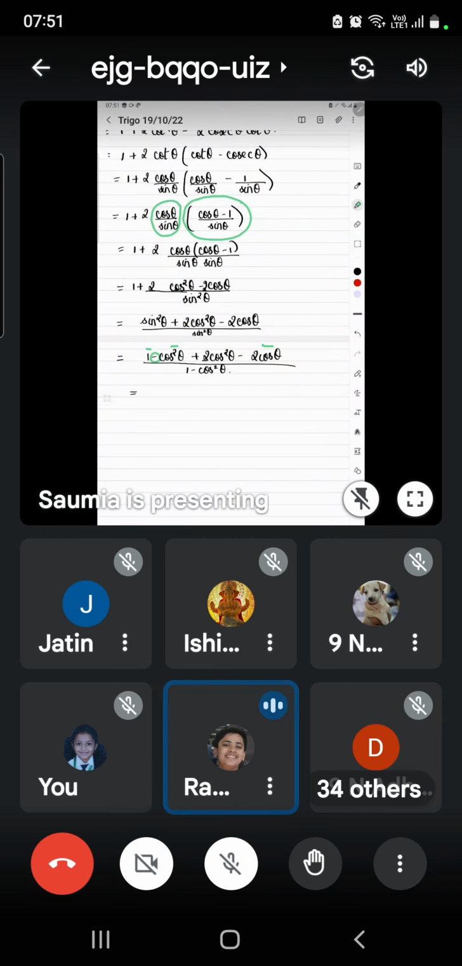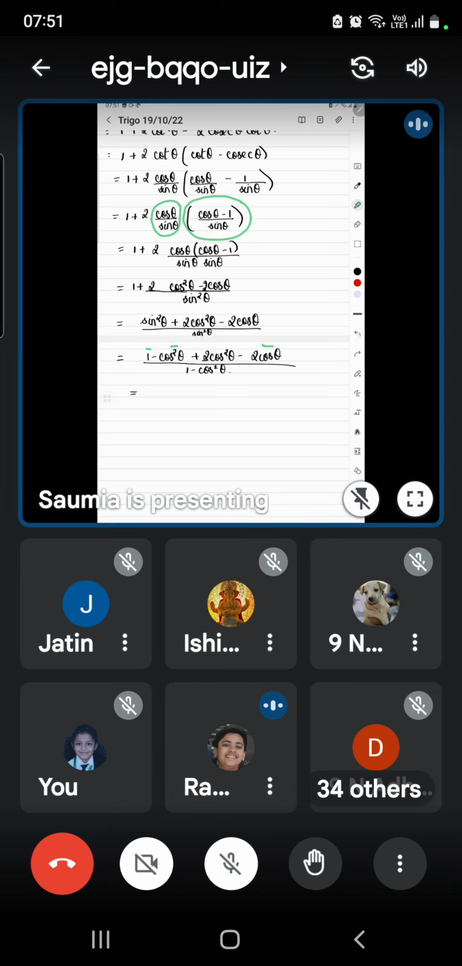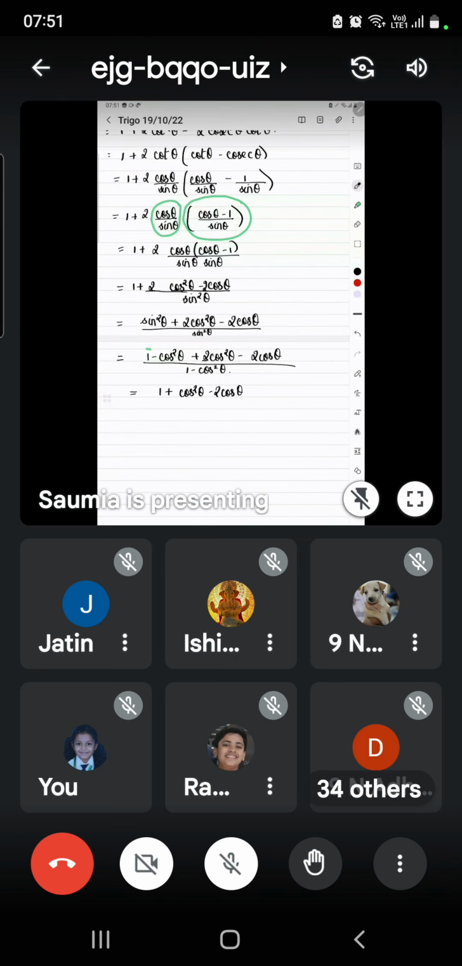Minus cos square theta plus 2 cos square theta will be plus cos square theta after simplifying. So what will I get? This is of the form a plus b the whole square. So what will I get here? 1 minus cos theta the whole square upon 1 minus cos square theta.